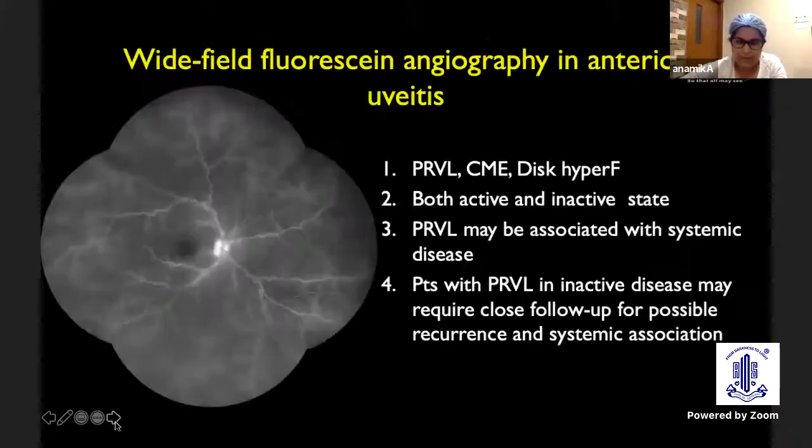To sum up, I would like to conclude that in wide field fluorescein angiography in anterior uveitis, the three prominent features that you may get to see are peripheral retinal vascular leakage, cystoid macular edema, and disc hyperfluorescence. Such changes can be seen both in the active and in the inactive state. But when you see peripheral retinal vascular leakage, it may be associated with a systemic disease. And patients with peripheral retinal vascular leakage in an inactive form may require close follow-up for possible recurrence and systemic association.